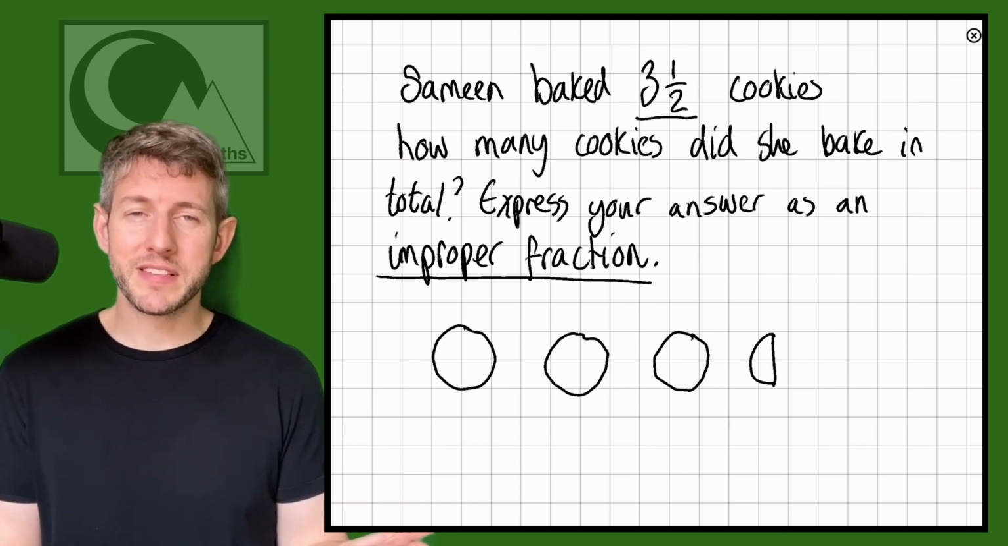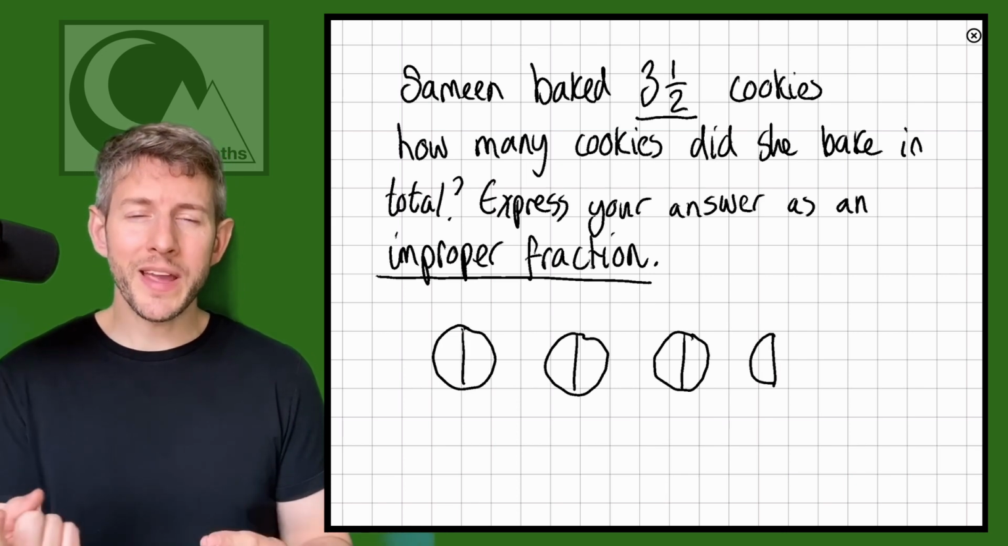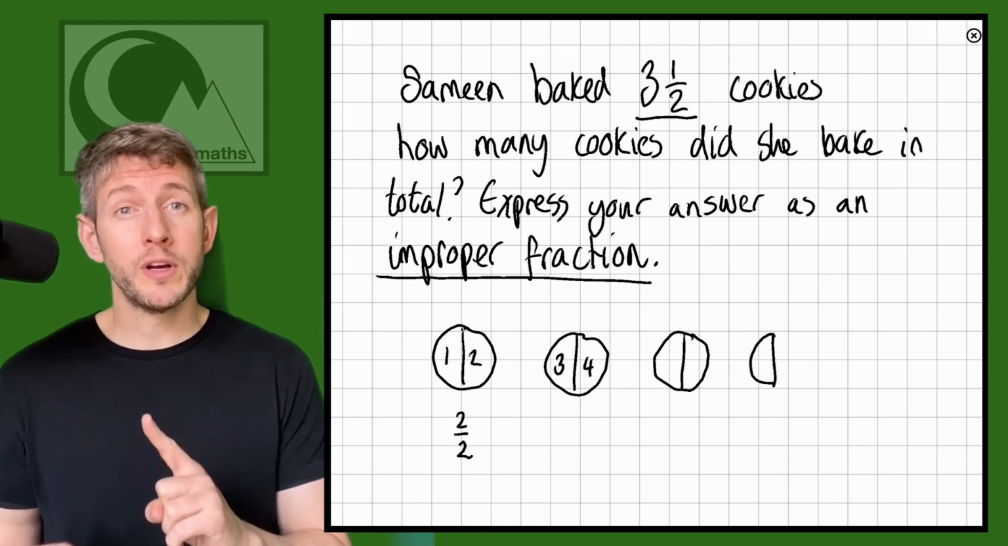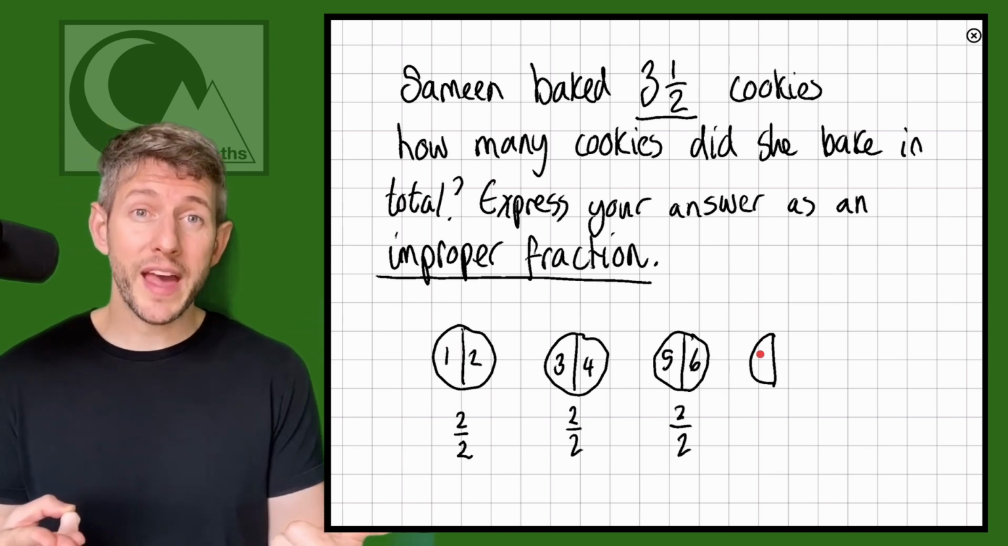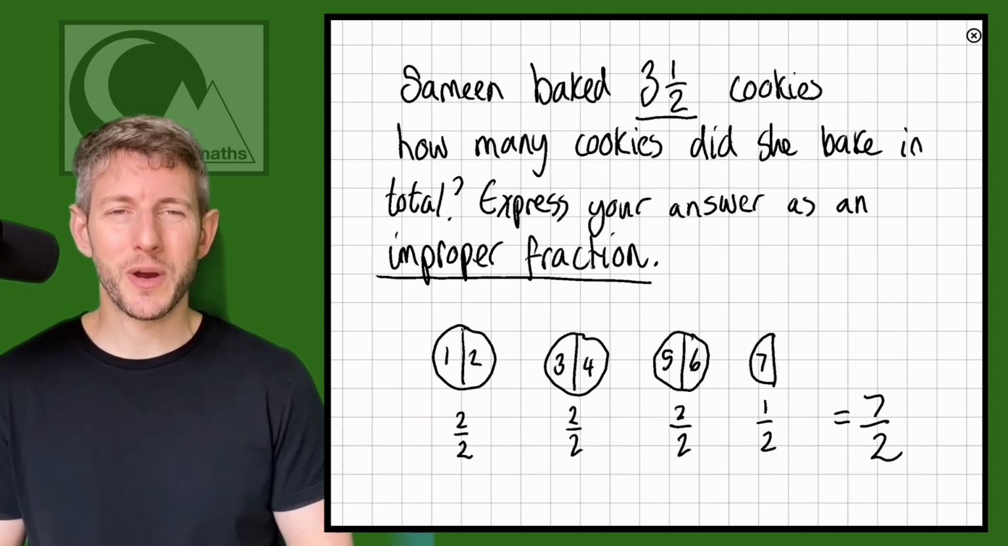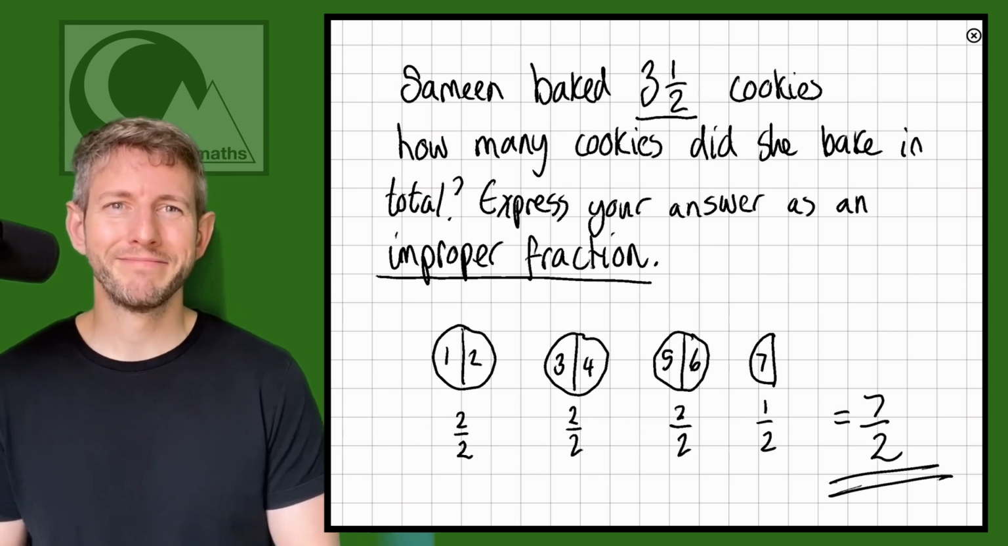How many halves is that? Okay, so each whole cookie is 2 halves. So we have 2, 4, 6 halves, and we've got the extra half. So altogether, that's 7 halves. So the answer to this question will be 7/2. Okay, great.